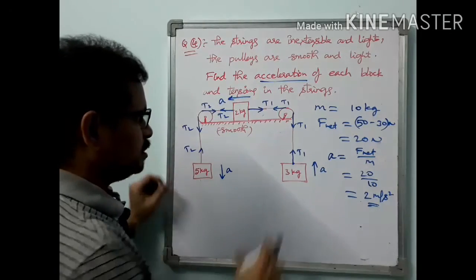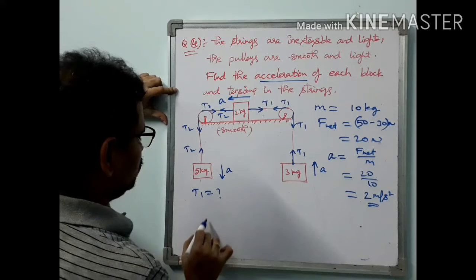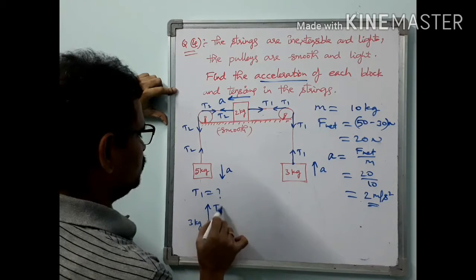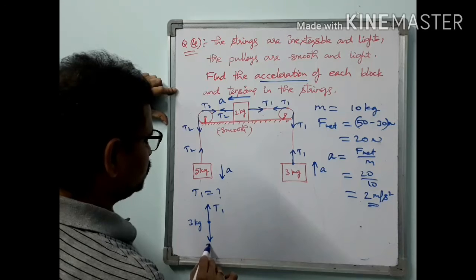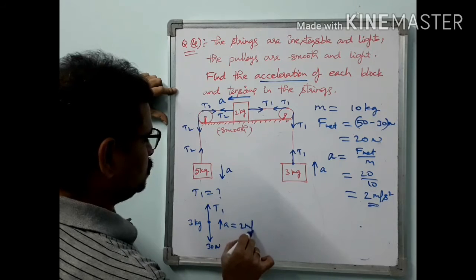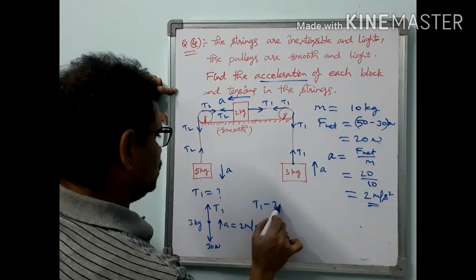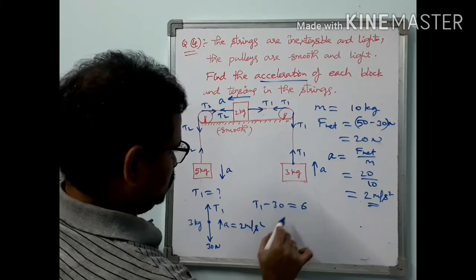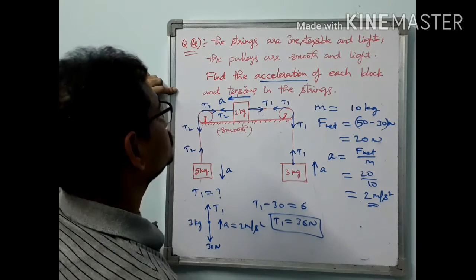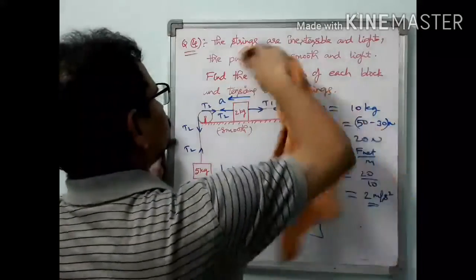So now let us find T1. For T1, the FBD of the 3 kg block. So the upward force is T1, and the downward force is the gravitational force, that is 30 newtons. Acceleration is upwards. A equals how much? 2. So what is the equation here? T1 minus 30 equals 6, therefore T1 equals 36 newtons. Okay. What is T2?